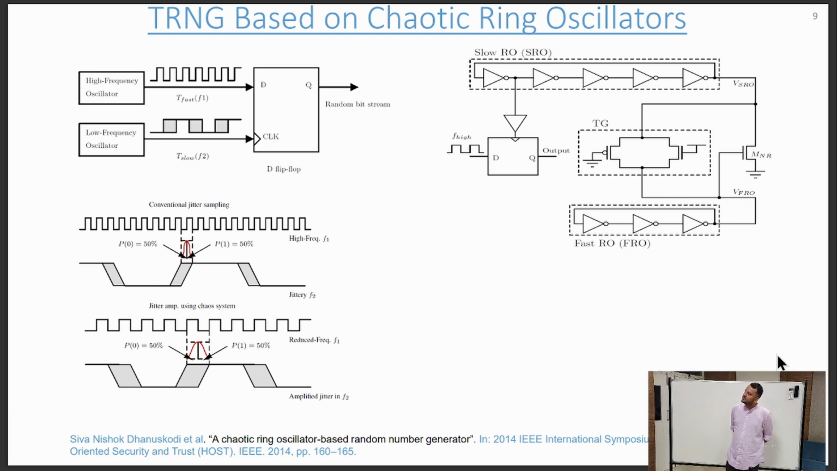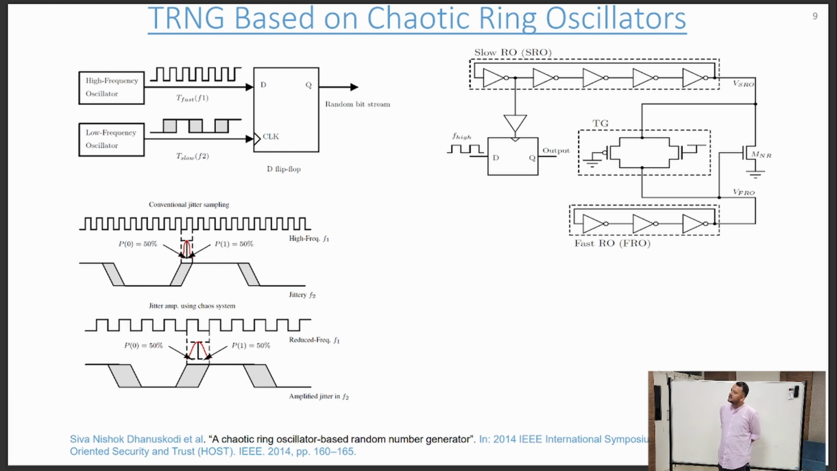Based on ring oscillators only, there is one more class, the chaotic ring oscillator based TRNG. In this, they basically amplify the jitter. They use two ring oscillators and apply non-linear coupling. One method of non-linear coupling is shown here using a transmission gate.